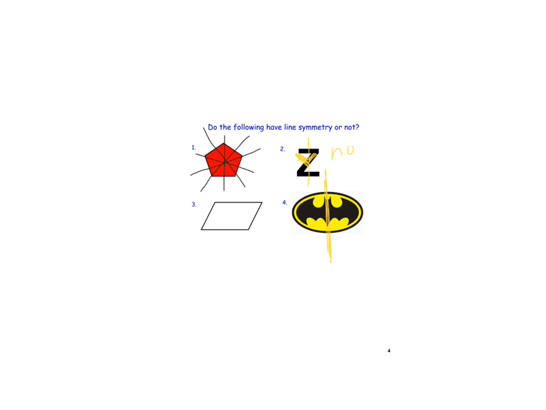The same thing with the parallelogram, which is always a hard one for people to understand. Okay, if you take a piece of paper and make a parallelogram, cut it out, you'll see that if you try to fold it this way, okay, or this way, or even diagonal, it's not going to match up. It's going to be close, but it's not going to match up. The Batman symbol, okay, has vertical line of symmetry, but not horizontal.